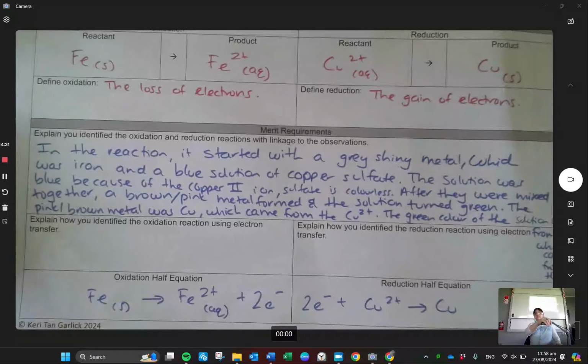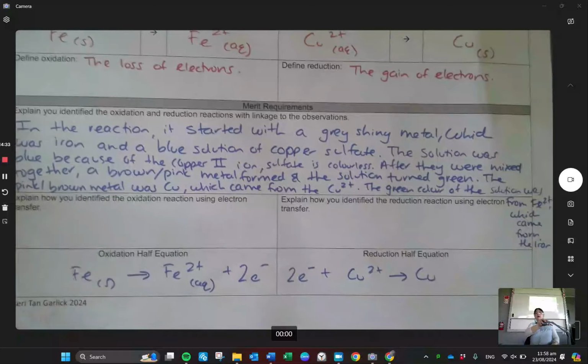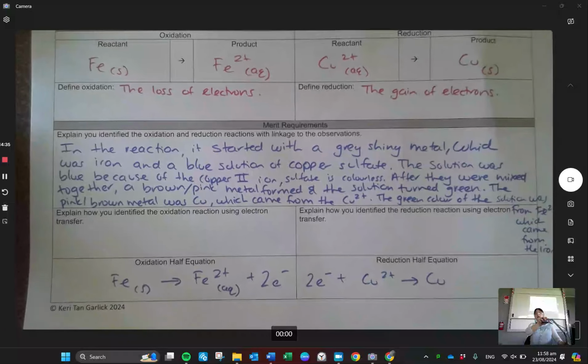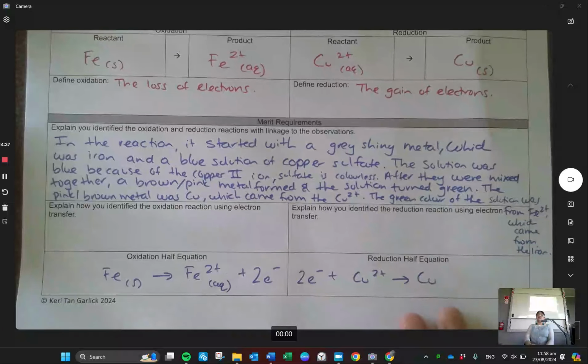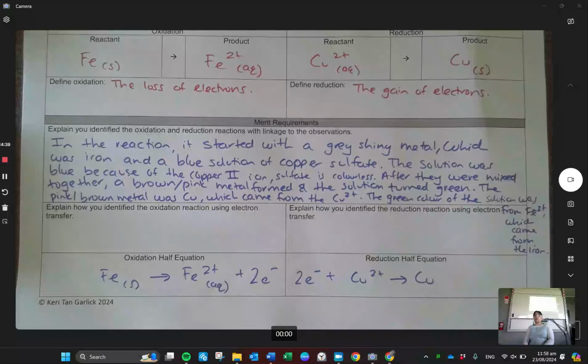Let me zoom that out. So now I'm starting to link my observations to what I have, because we're using those observations to help figure out what's going on as a chemical reaction. You've basically already had to do the merit requirement in order to do the identification process anyway, because you were looking at the observations to help you figure out how you were assigning everybody.